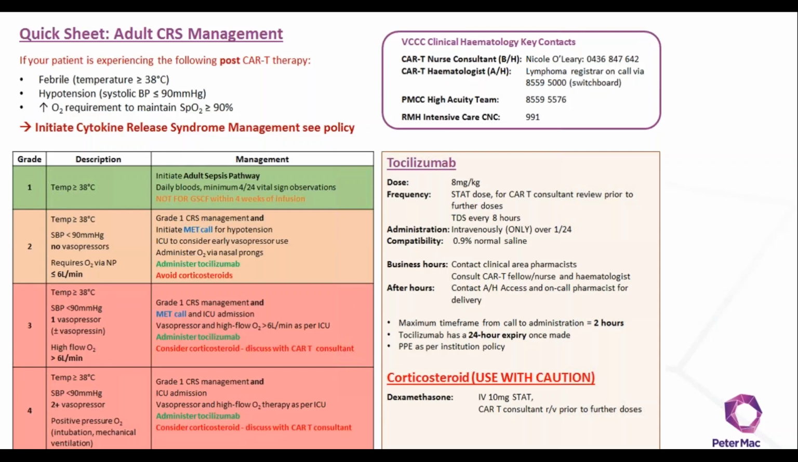So up the top you can see we're looking at your fever, hypotension and O2, sorry. And then as you move down with your grade, traffic light system always, your level of intervention or level of requirements is increasing. So if you look at grade 2 as an example, your febrile patient, we've already initiated a septic pathway, blood cultures are gone. You've got a systolic blood pressure of 90. What are you going to do?